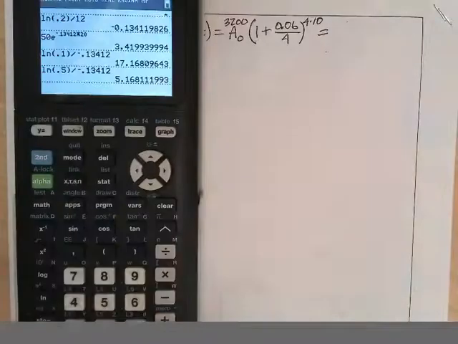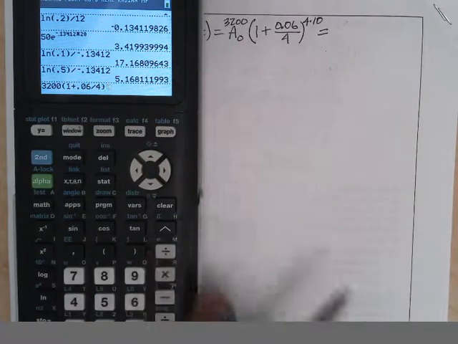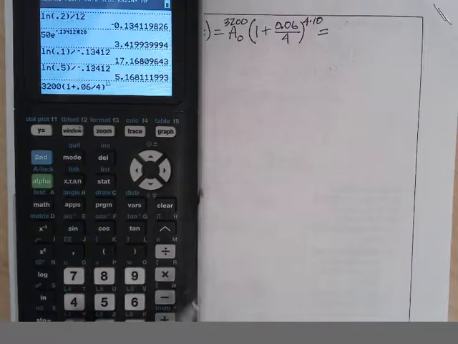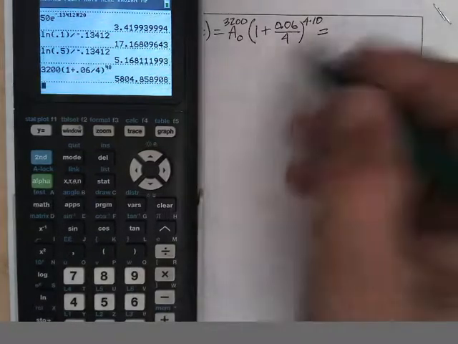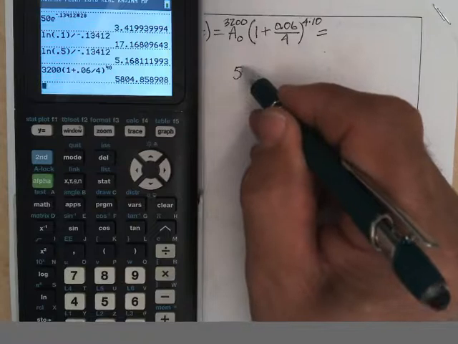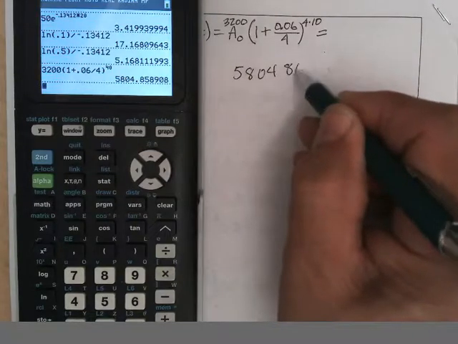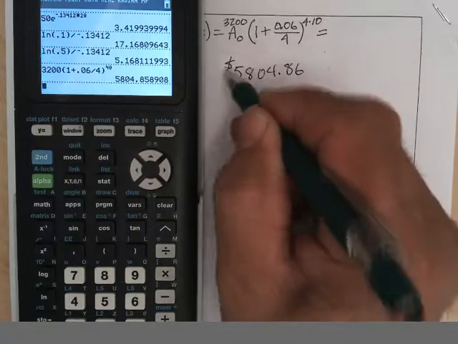So I'm going to type in 3200 parenthesis 1 plus 0.06 divided by 4, close parenthesis, to 40. And the 3,200 would increase to $5,804.86 rounded off.